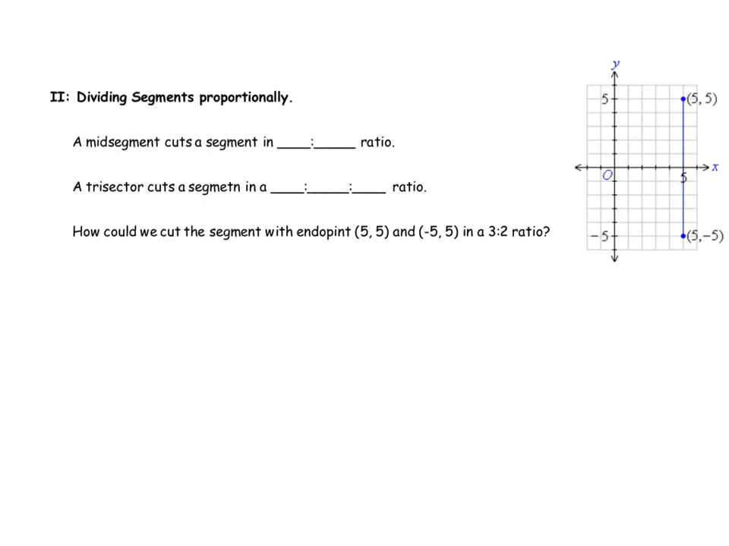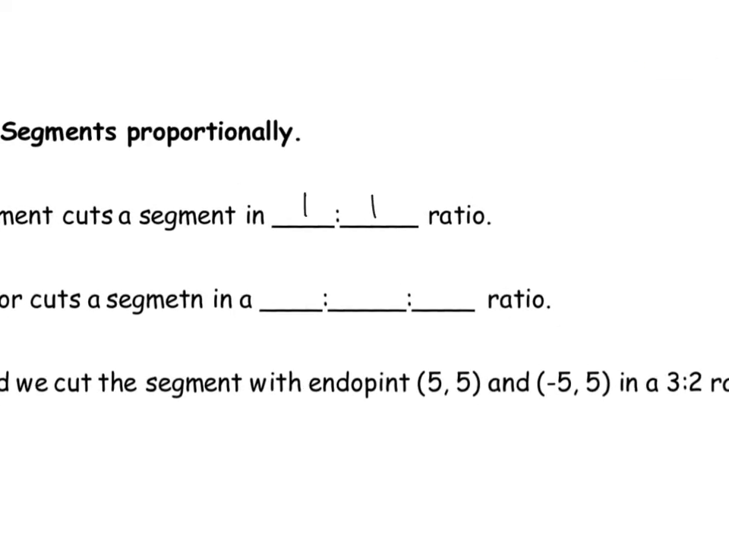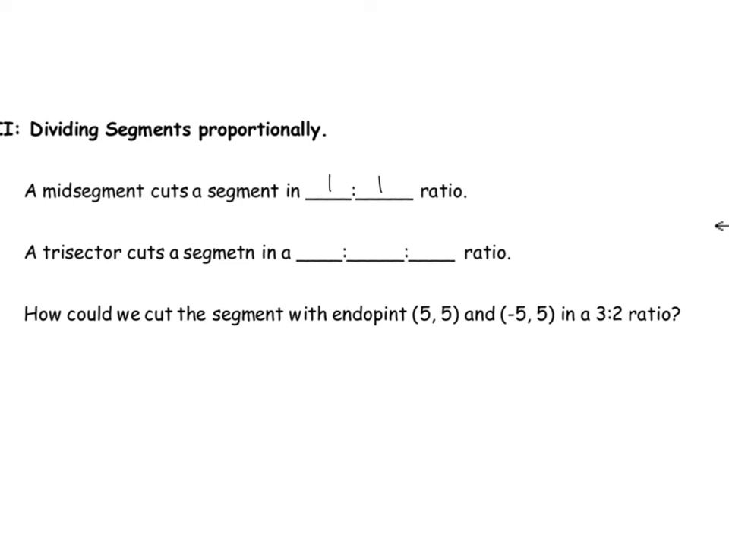A midpoint cuts a segment in a 1:1 ratio. In other words, the two pieces are equal. A trisector cuts something in a 1:1:1 ratio. All 3 pieces are of the same length. And what we're going to try to do today is cut things in other than 1:1 ratios. So our first task is going to be to cut this segment in a 3:2 ratio.